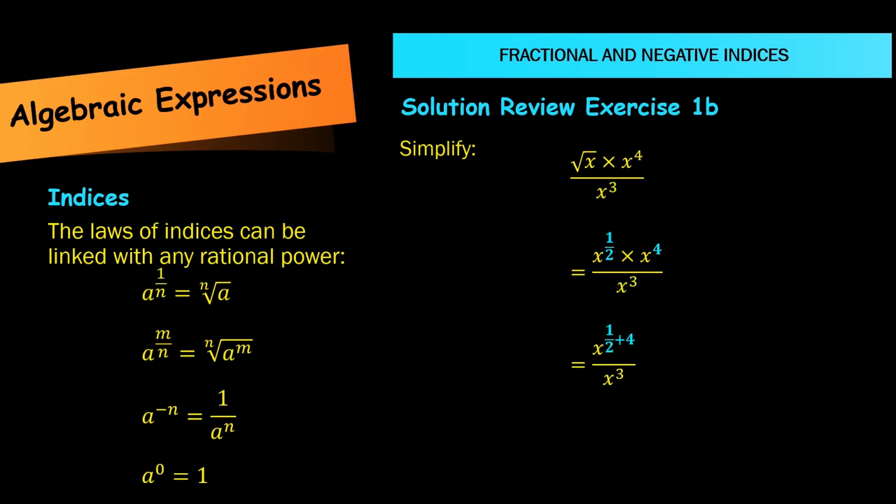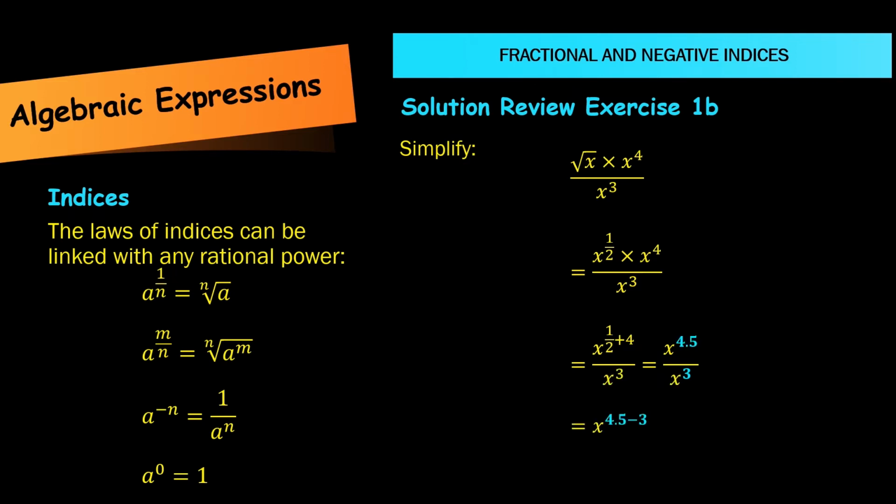As x to the power half and x to the power 4 have the same base, and we're multiplying them, we can add the indices. So we have x to the power half plus 4. And of course we're dividing through by x cubed, and tidying up gives us x to the power 4.5. And again we leave x cubed as it is for the time being.